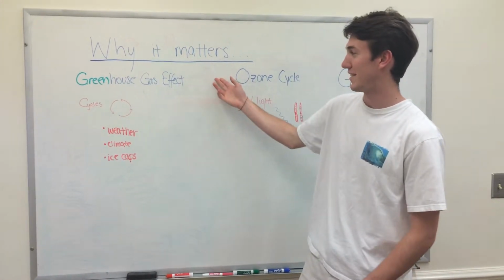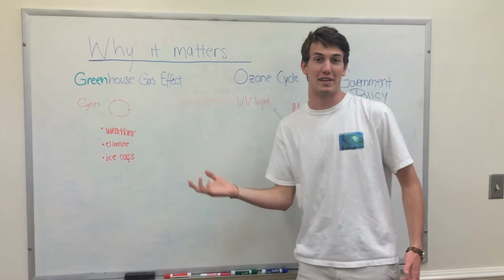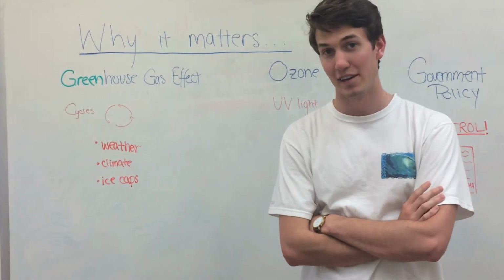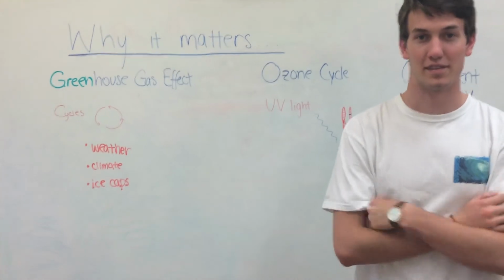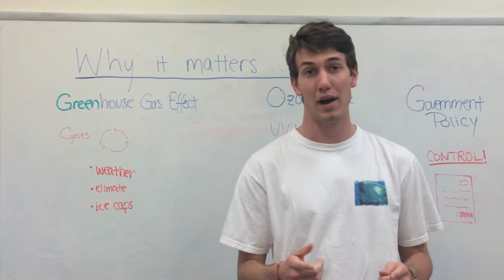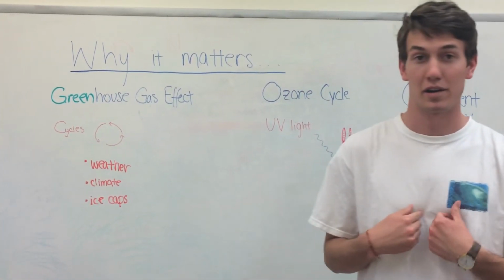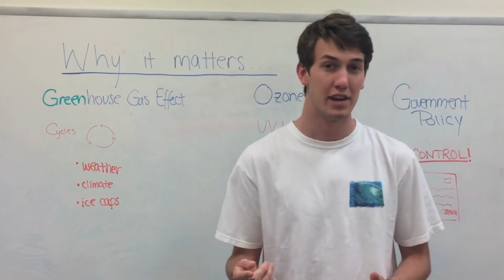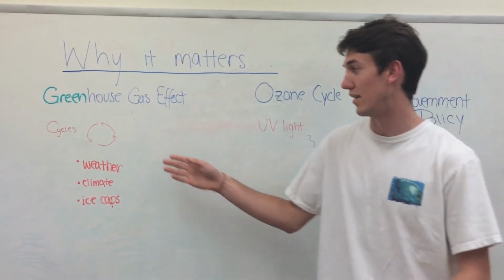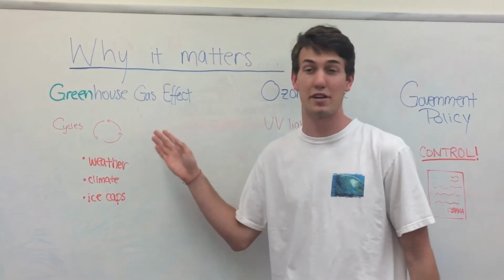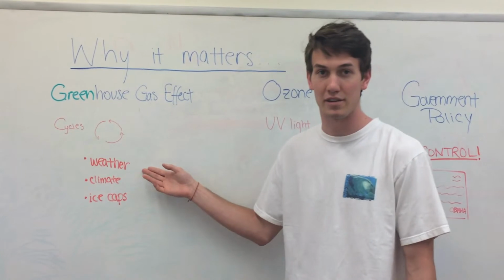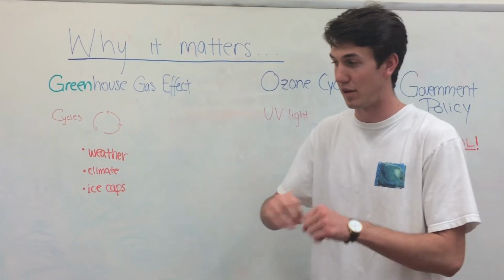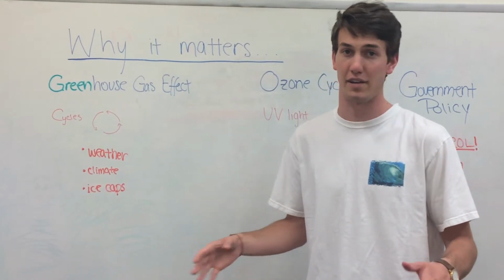Why it matters. So the greenhouse gas effect is extremely important because the Earth does need to be heated in order to sustain the life that we have. But if through our human production of CO2 we increase the temperature of the Earth, that can have detrimental effects on some naturally occurring cycles, such as the weather, the climate, and they could melt ice caps, which could have overarching effects that we could not even account for.